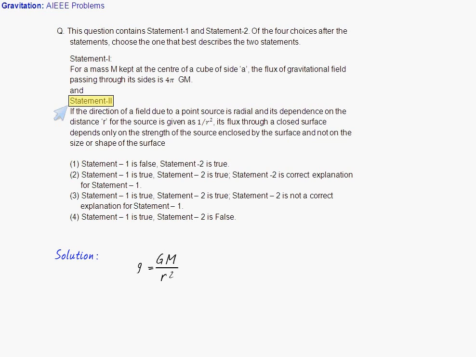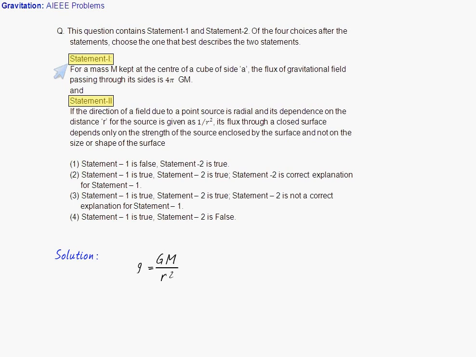Surface area multiplied with the field strength, you will get the value of flux. For the flux of gravitational field, you will get 4 pi GM. So it does not depend on the shape of the body or size of the surface. So this is true and this is also true, and statement 2 is the correct explanation for statement 1.